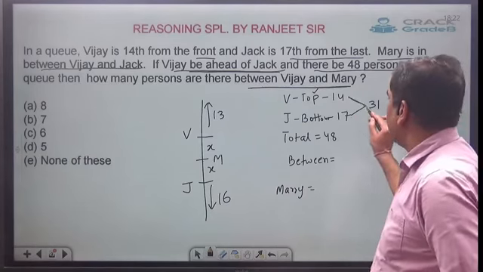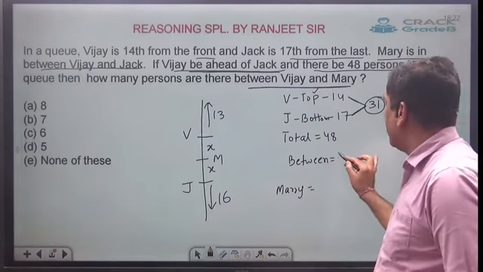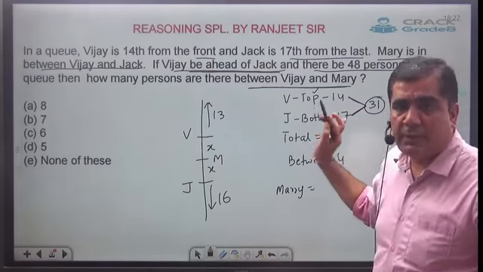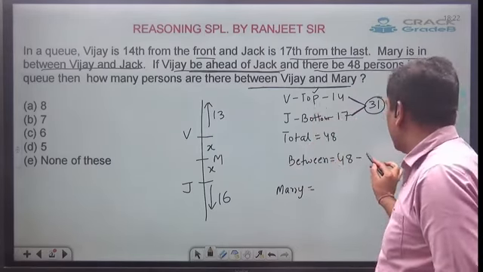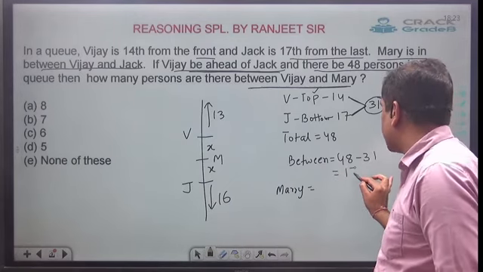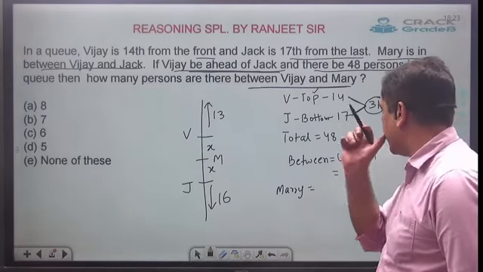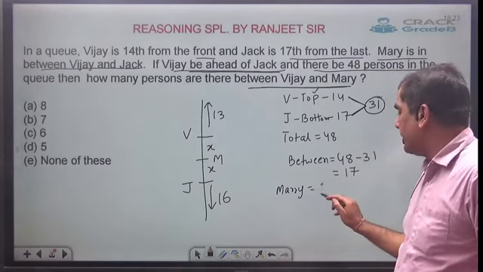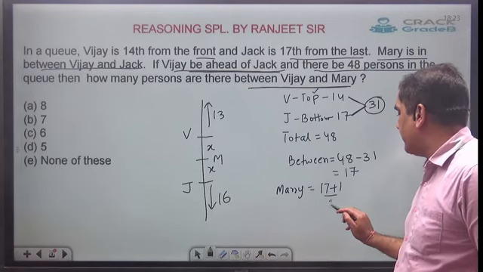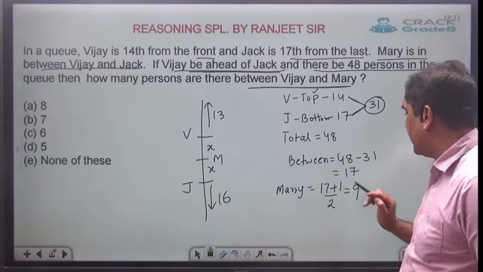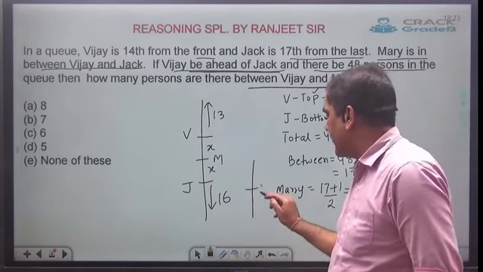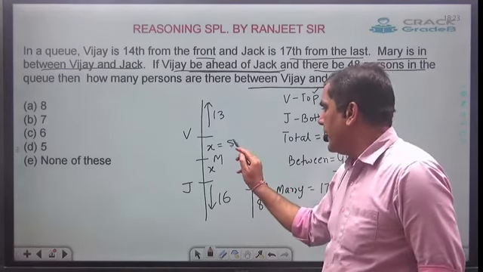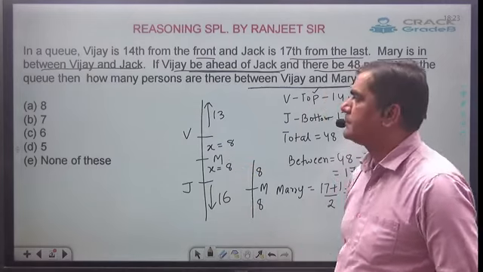Now if I add these two, it comes out to be 31. So between will be what? 31 means the sum of the positions is less than the total, case number 1. In that case, between will be 48 minus 31, which comes out to be 17. So what should be the position of Mary? Mary should be 17 plus 1 upon 2, which comes out to be 9. Means if Mary is over here, at 9, then 8 will be above and 8 will be below. So this value will be 8 and this value will be 8.